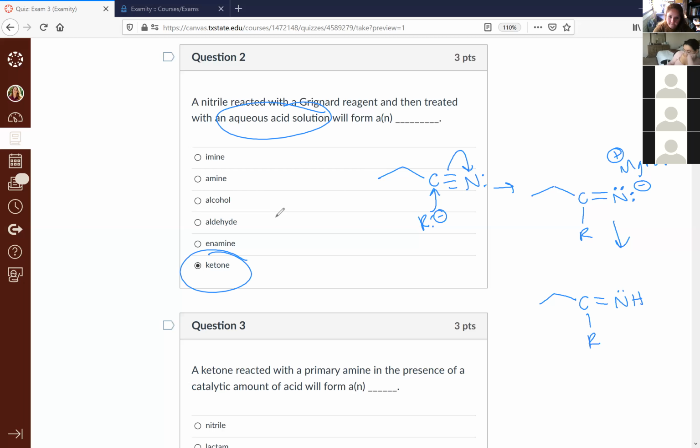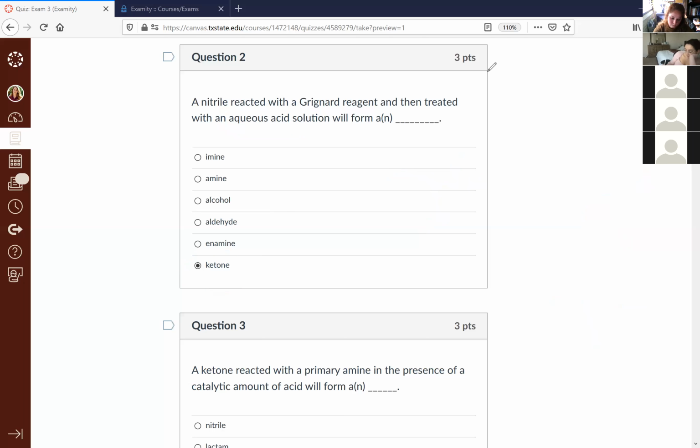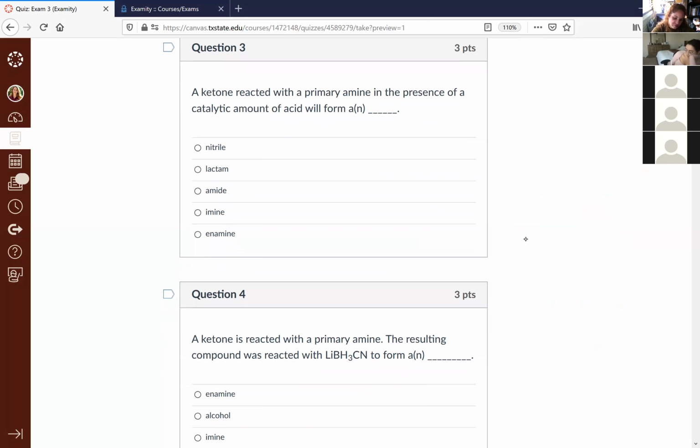Any questions about this one? A ketone is reacted with a primary amine in the presence of a catalytic amount of acid. What does this form? An enamine? I mean, on the one with the I. Amine? Yeah, this can make an amine. So a ketone with a primary amine makes an imine.